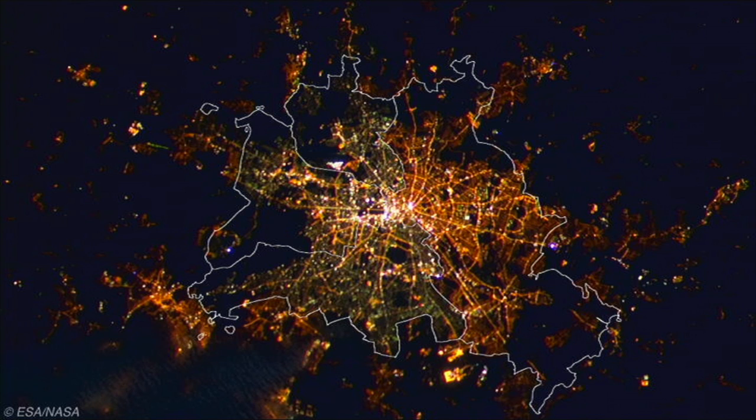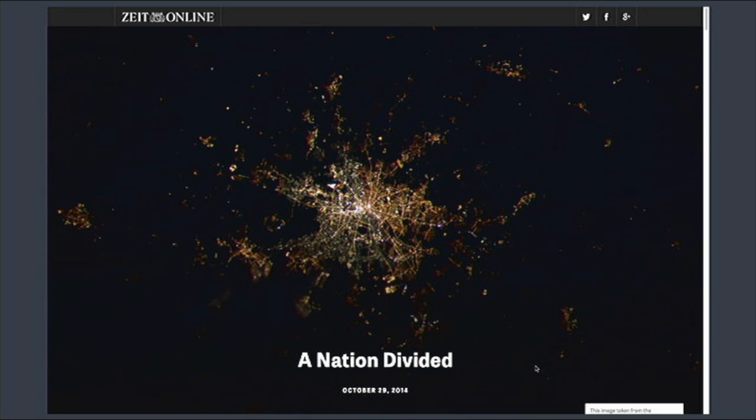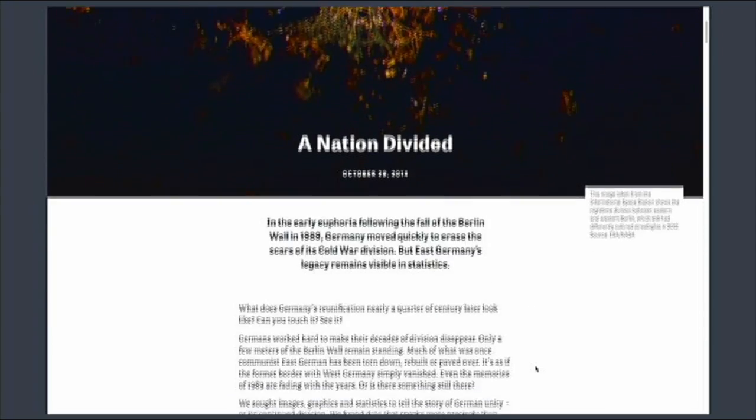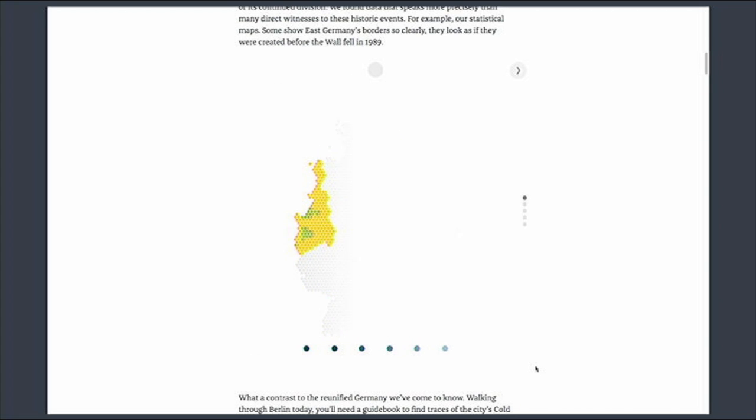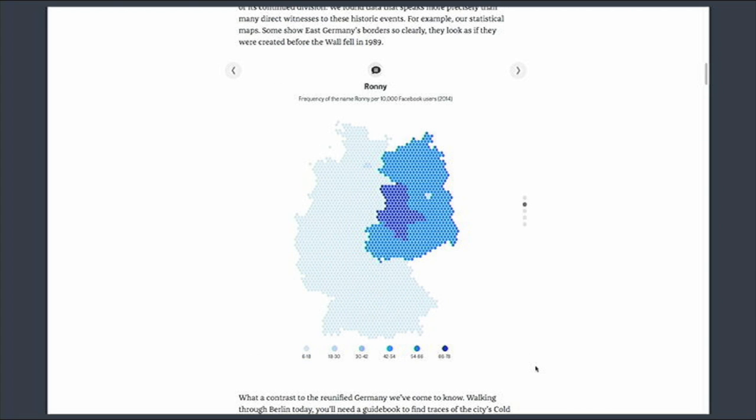So, when we saw this for the first time, we couldn't stop staring at it, and we thought, can't we find statistics and visualize them, statistics that show the effect of separating the whole country for over 40 years. And yes, we collected dozens of data sets, and then we selected those that still had the East-West German divide. For example, the income is higher in the West, and there are many more Ronnies living in the East.